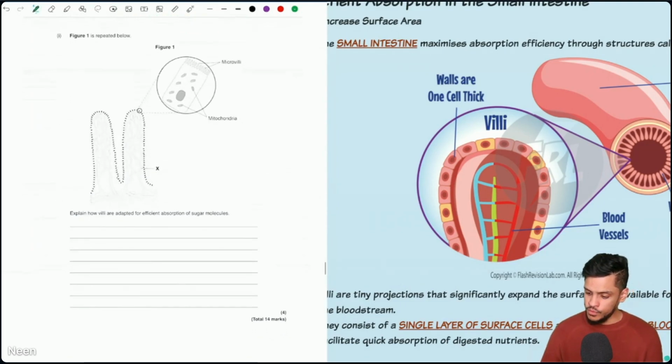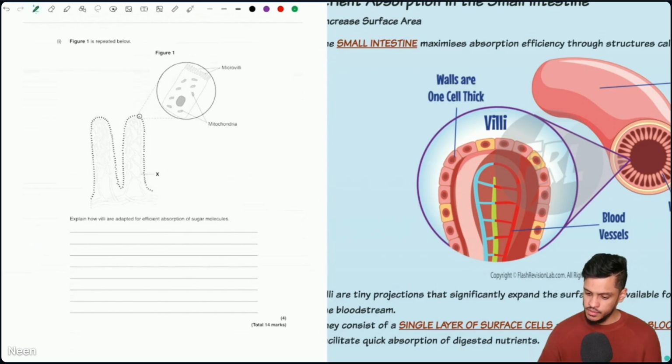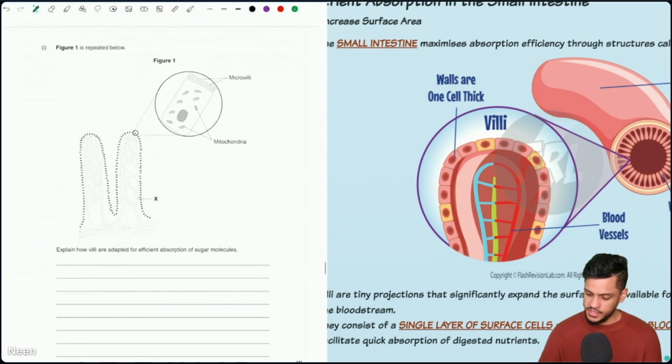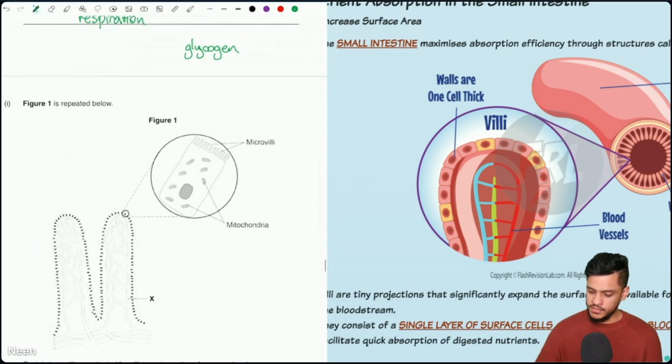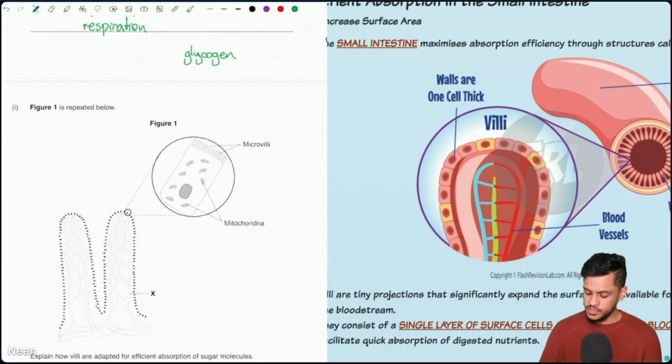Right, so we got a 4-mark question here on the villi. Explain how the villi are adapted for efficient absorption of sugar molecules. So you got to use your own knowledge and also try and use what they've given you in the question. What do you guys think you can say here? So they've zoomed into one cell. They've labeled mitochondria, so it's probably good to mention this.